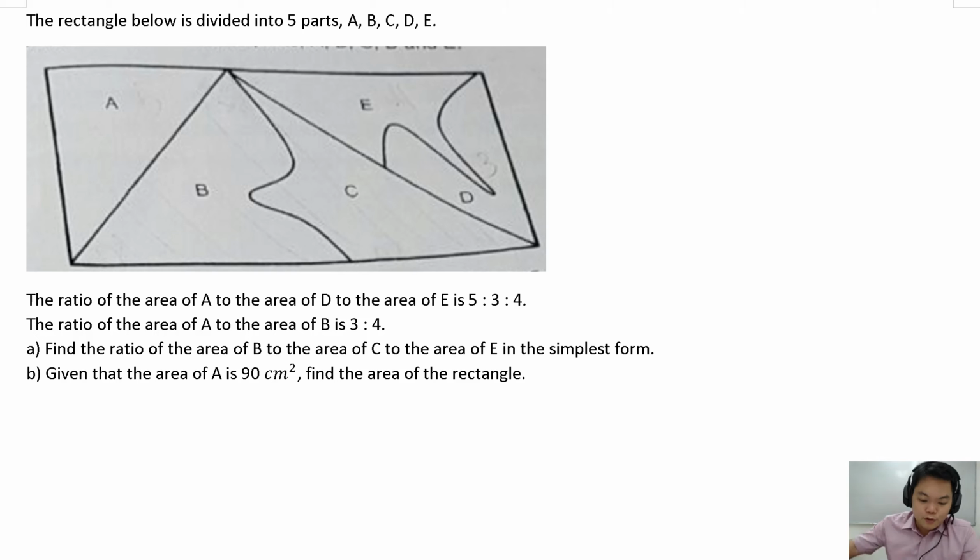The rectangle below is divided into 5 parts A, B, C, D, E. The ratio of the area of A to the area of D to the area of E is 5:3:4. The ratio of the area of A to B is 3:4. Find the ratio of the area of B to the area of C to the area of E in the simplest form, and given that the area of A is 90 cm squared, find the area of the rectangle.